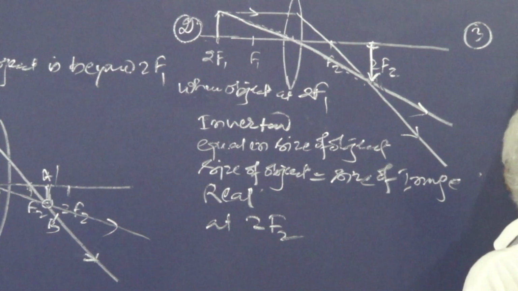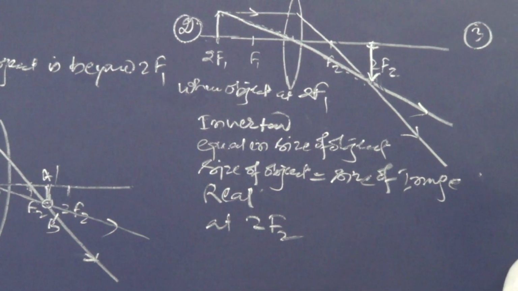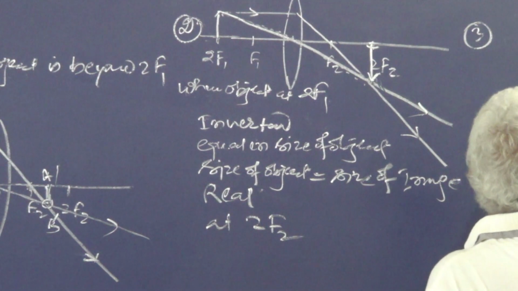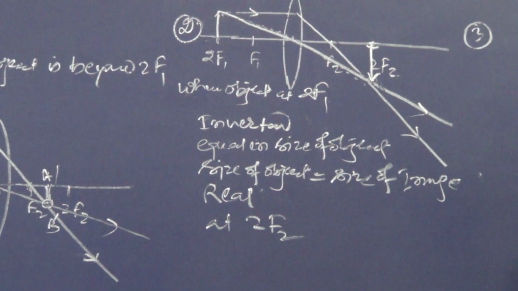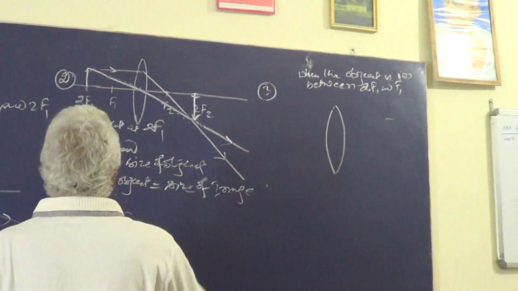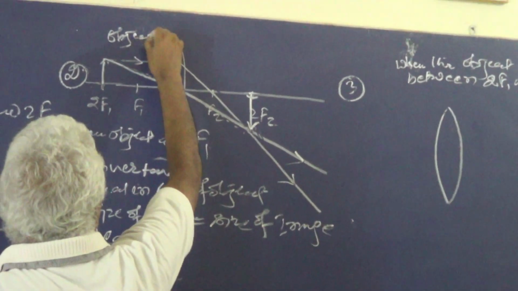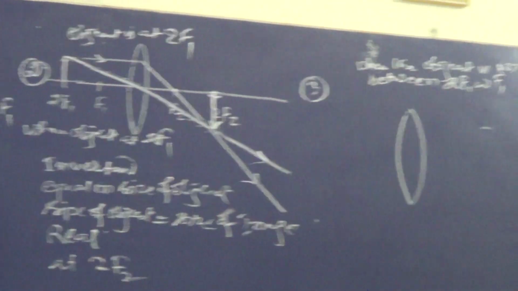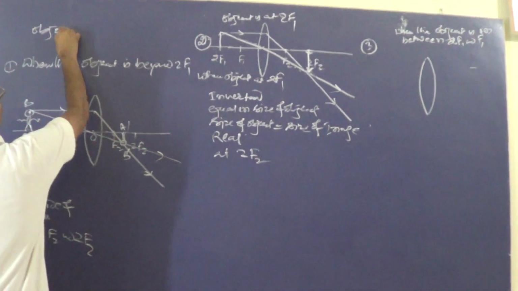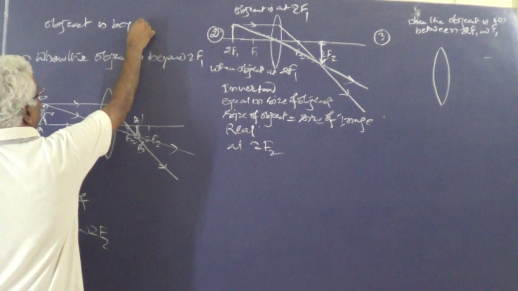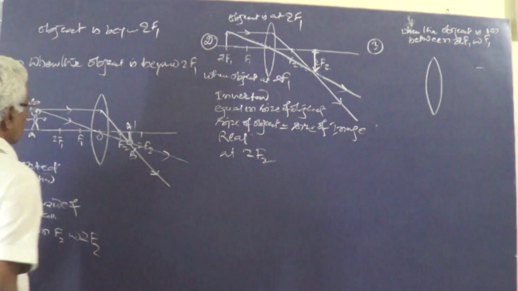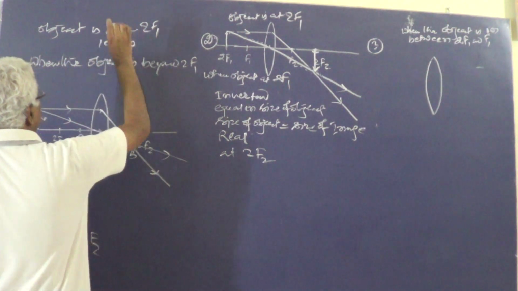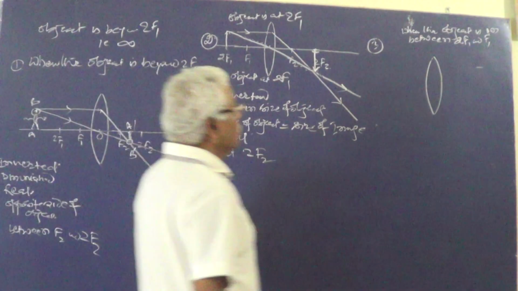When the object is in between 2F1 and F1, then what will happen? You saw that when the object is at 2F1, an equal size image is formed. Here the object is beyond 2F1. So the object is at infinity.